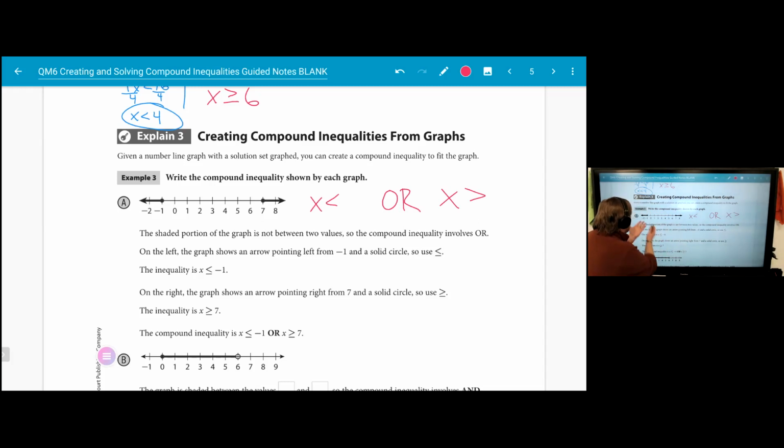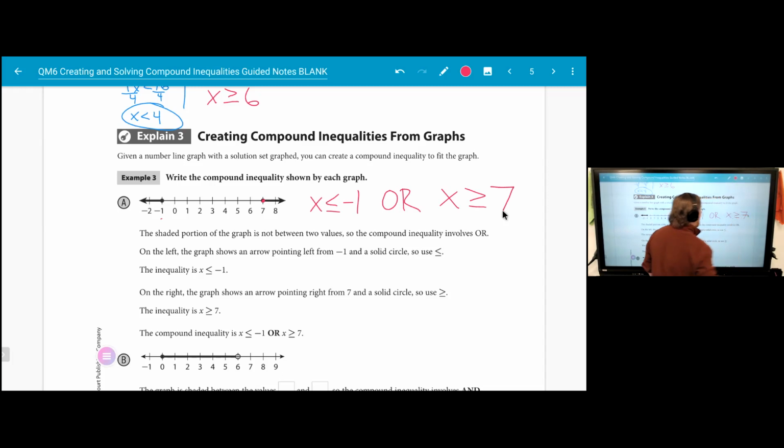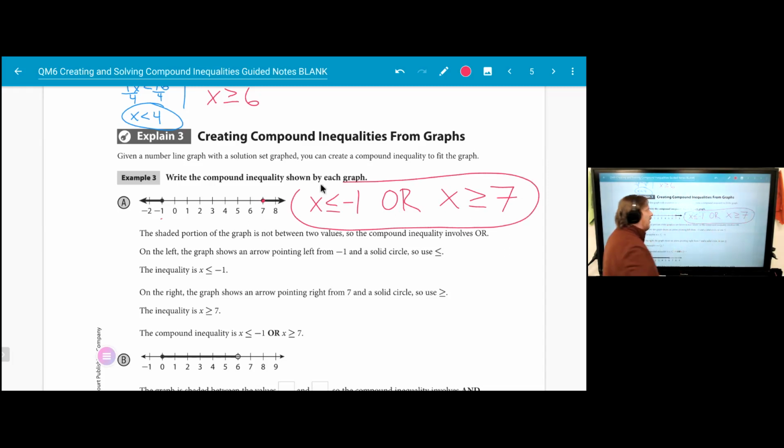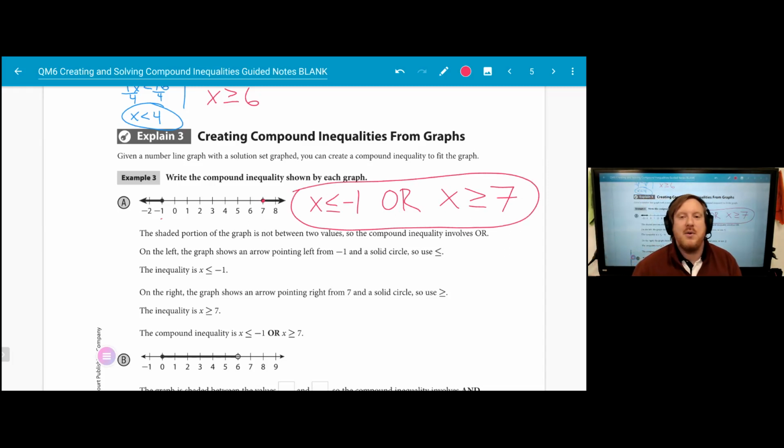I come over here. Let's look at my less than one. Oh, that point is a filled in point. This is x is less than or equal to -1. Or x is greater than, no, that's filled in too. So this is greater than or equal to 7. That is all we're trying to do. Just write the compound inequality from the graph.